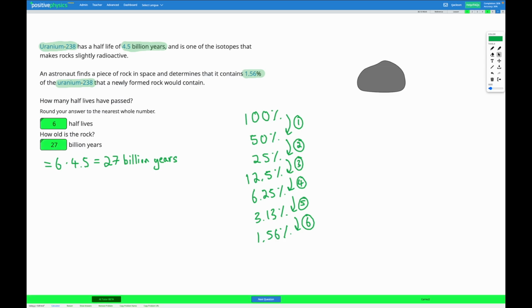So to summarize with half-life, you need to take the initial mass or percent or whatever it may be, activity of your sample, and you're going to halve it repeatedly until you get to the new number you're looking for. The number of times you halve it is the number of half-lives that have passed. To find the total time passed, you can multiply the number of half-lives by the half-life itself.